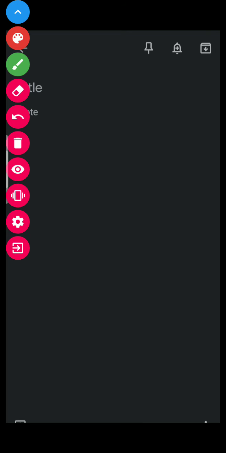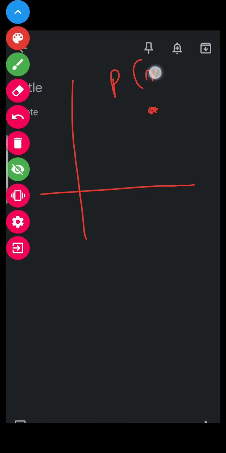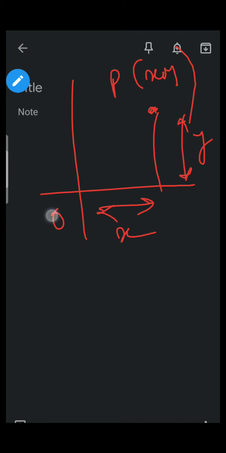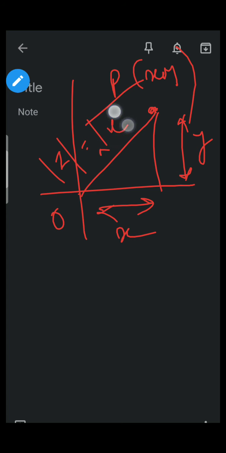Now listen to me, students. If there is a point P(x, y), what does it mean? This is the distance on the real axis x, and this is the distance on the imaginary axis y, and the modulus of z, meaning the distance from the origin to that point, will be the square root of x square plus y square.